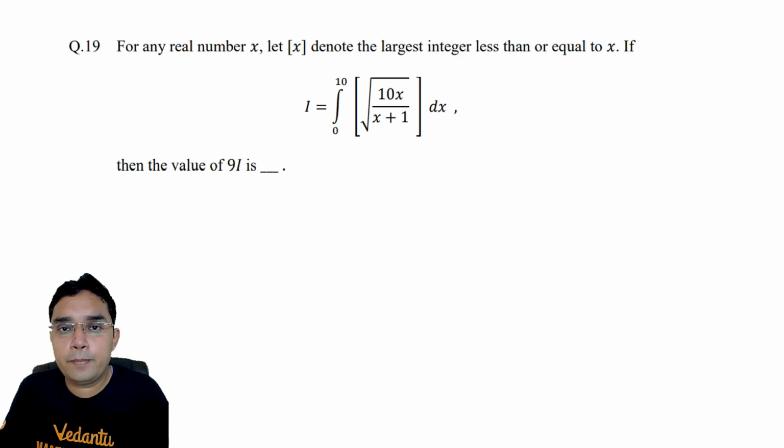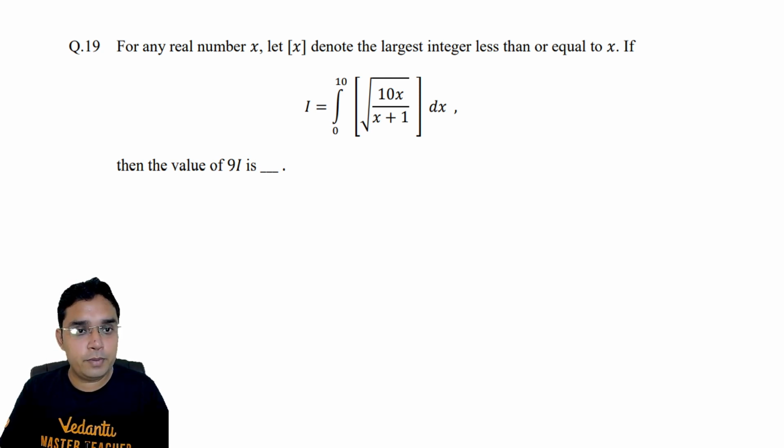We are discussing paper of JEE Advanced 2021. This is question number 19 from paper 2. For any real number x, [x] denotes the largest integer less than or equal to x. If I is equal to the integral from 0 to 10 of [√(10x/(x+1))] dx, then the value of 9I is. Okay, now to solve this question, let us assume f(x) to be equal to 10x/(x+1).